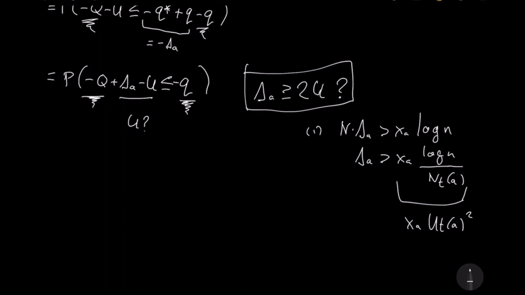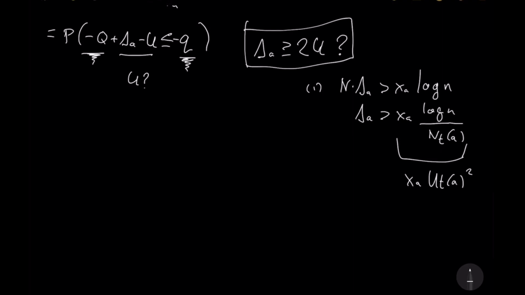So can we somehow make these the same? Well, we could, for instance, pick xa to be 1 over delta a. Notice that we can pick xa in whichever way we want, as long as we don't make it dependent on the time step t. Then we have that delta squared is larger than u squared, which means that delta is larger than u. So this is not enough.